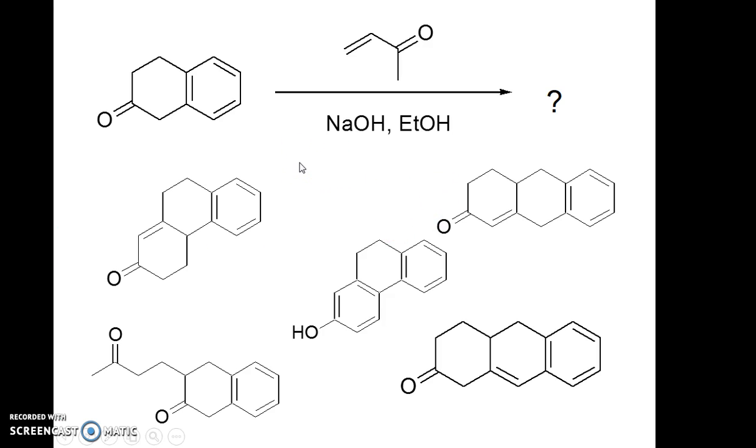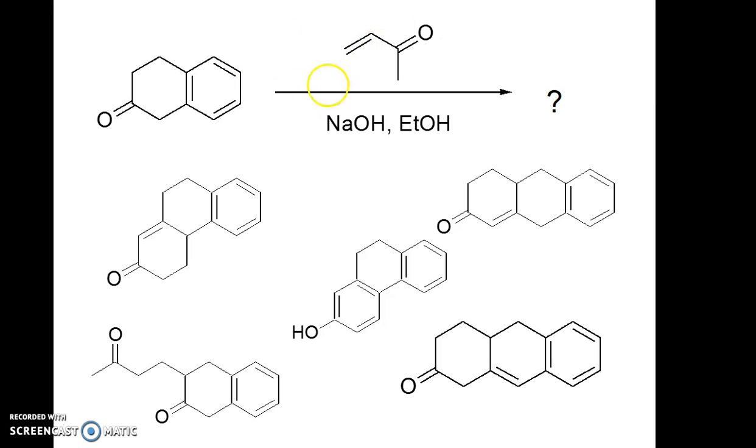Okay, what's the product of this Michael addition? Well, we're going to have sodium ethoxide forming an enolate on this. Where is the enolate going to form? On this carbon, because it's going to be stabilized by this benzene ring. That's going to end up doing 1,4 attack on this conjugated carbonyl. So that comes in here and does 1,4 attack.